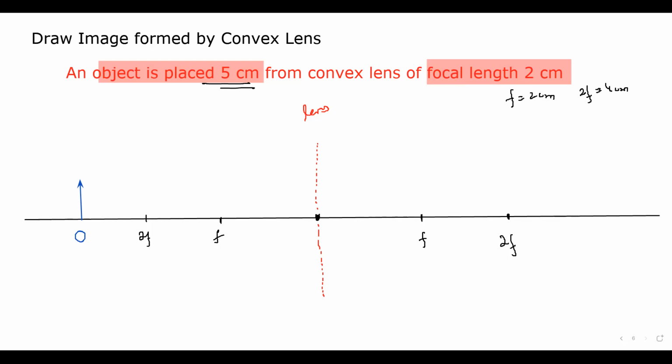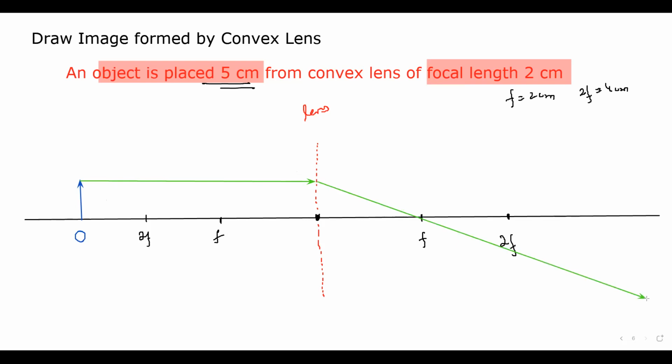Now how do we draw an image? We have to take two rays from the object. This is the first ray, and the first ray is parallel. First draw a parallel ray from the tip of the object. Draw a light ray, ray 1, parallel to the principal axis. If it is parallel to the principal axis, from where should it pass? It should pass through the focus.